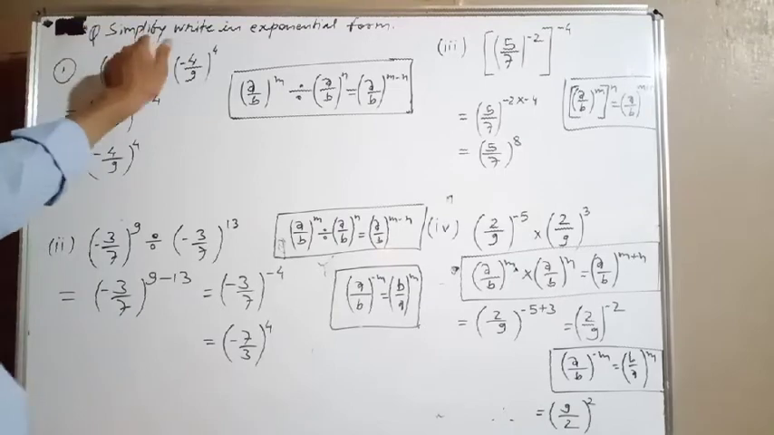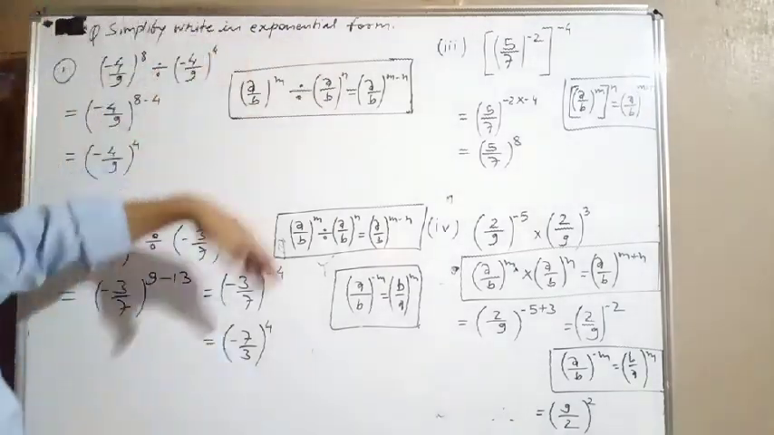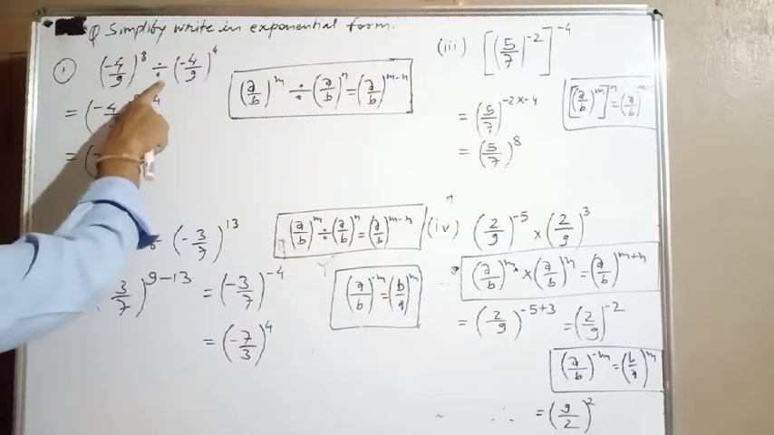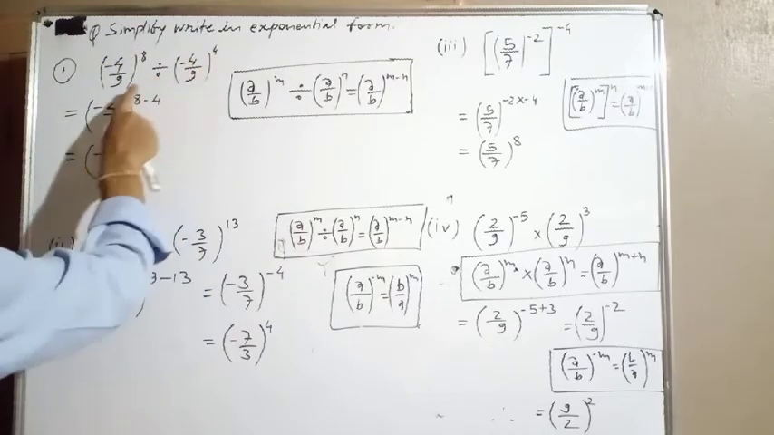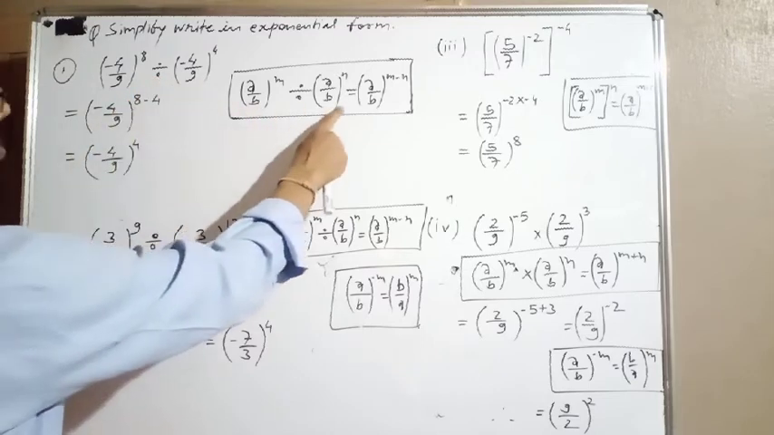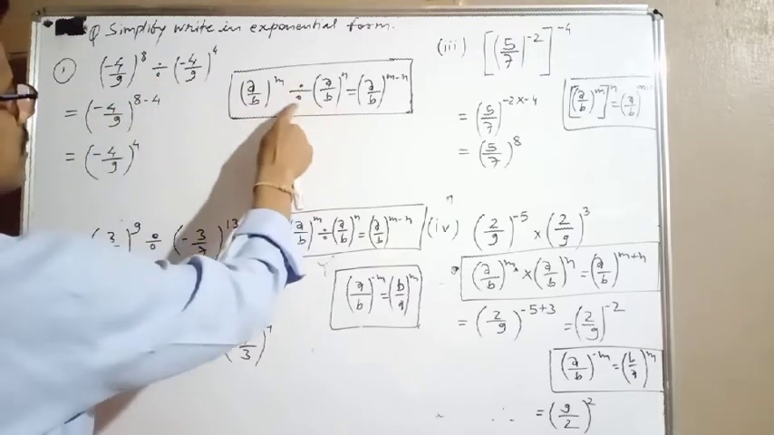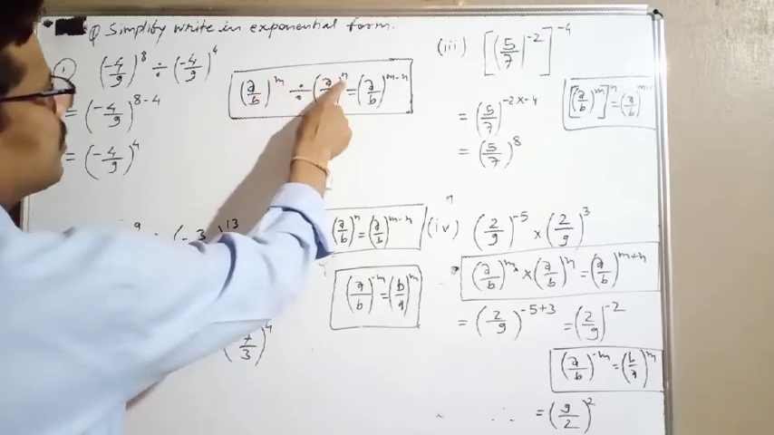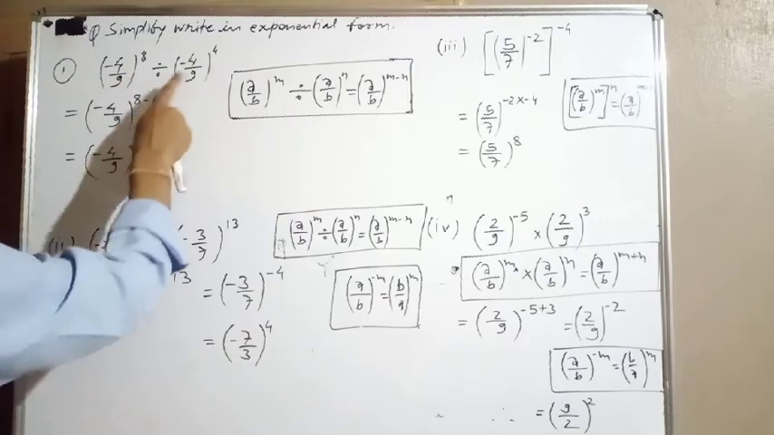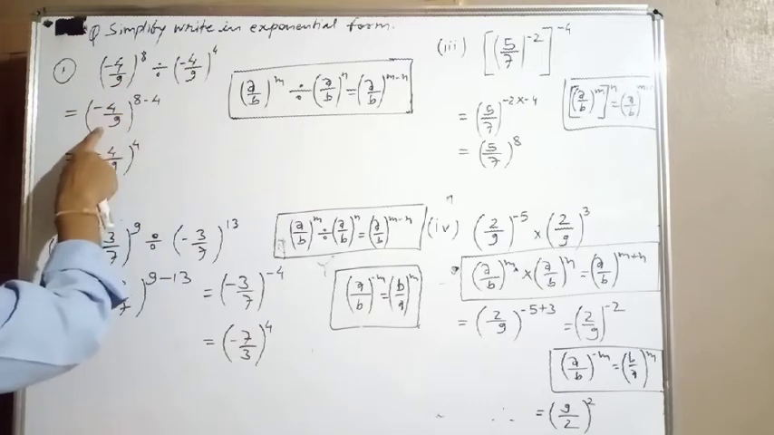Look here. Simplify this question and write in exponential form. First question: minus 4 upon 9 power 8 divided by minus 4 upon 9 power 4. Bases are the same and there is a division sign, so we will use this law of exponent. Bases are the same, there is a division sign, so the powers will be subtracted, m minus n. The base we have to write only one time, so minus 4 upon 9.